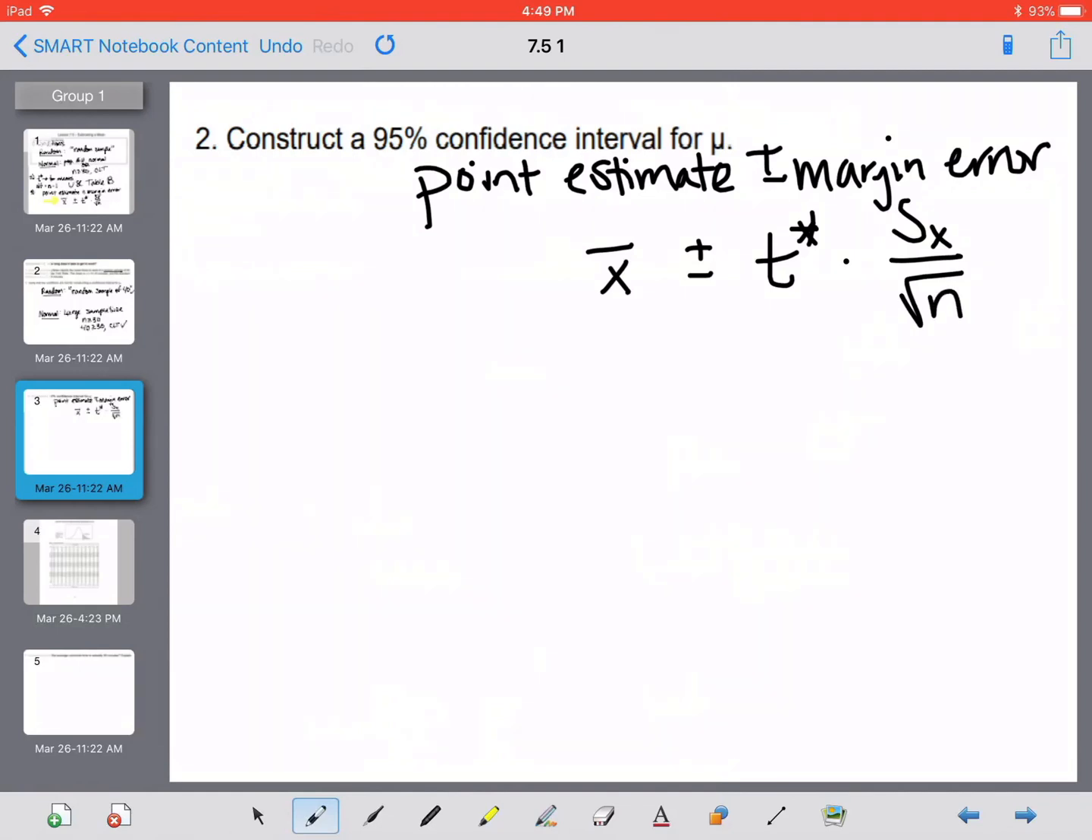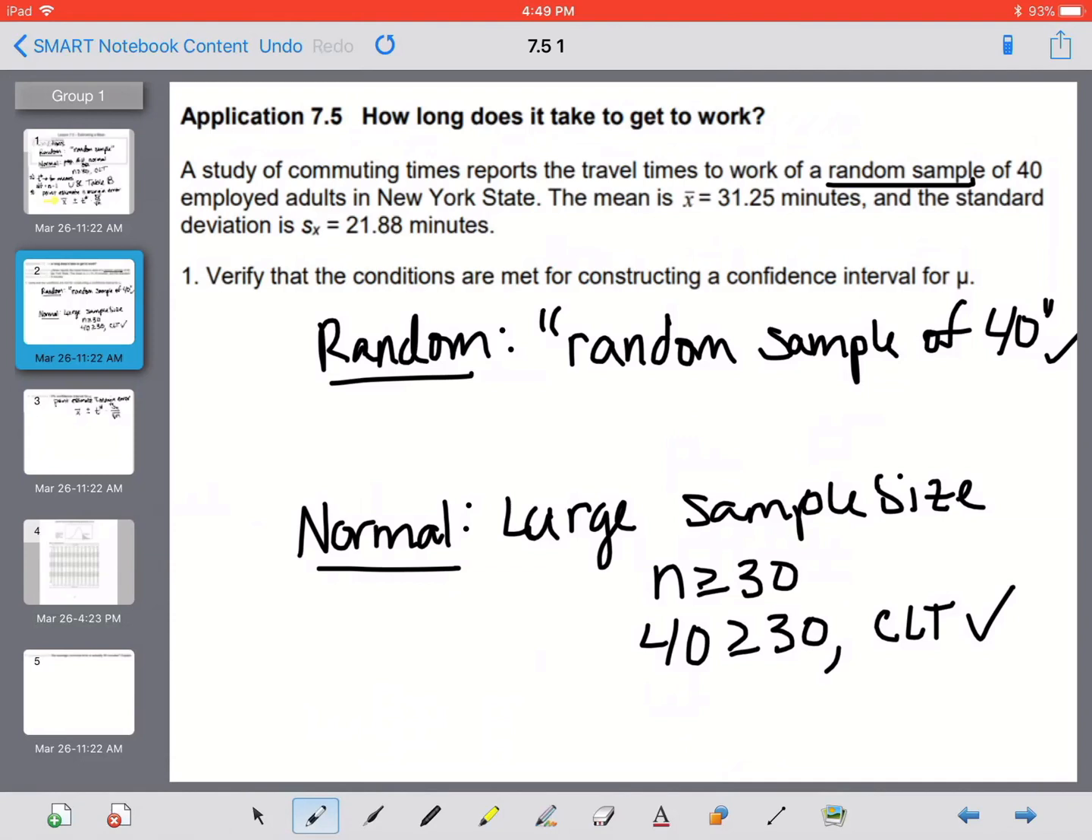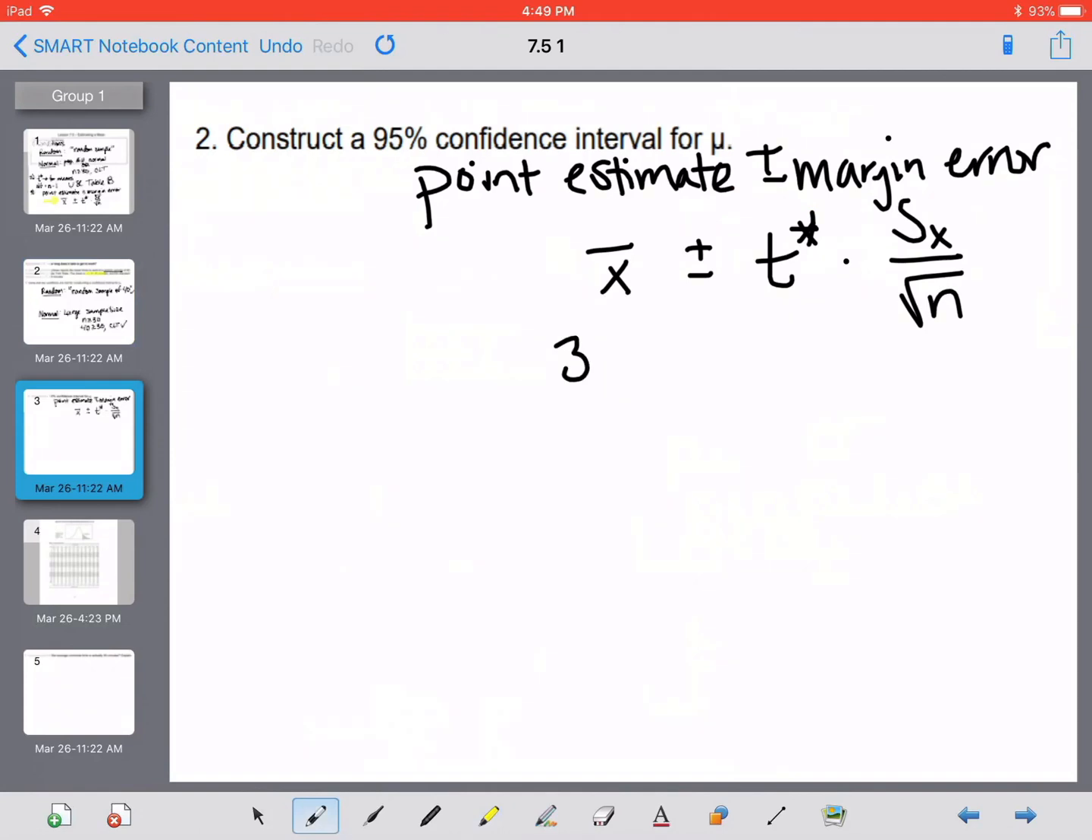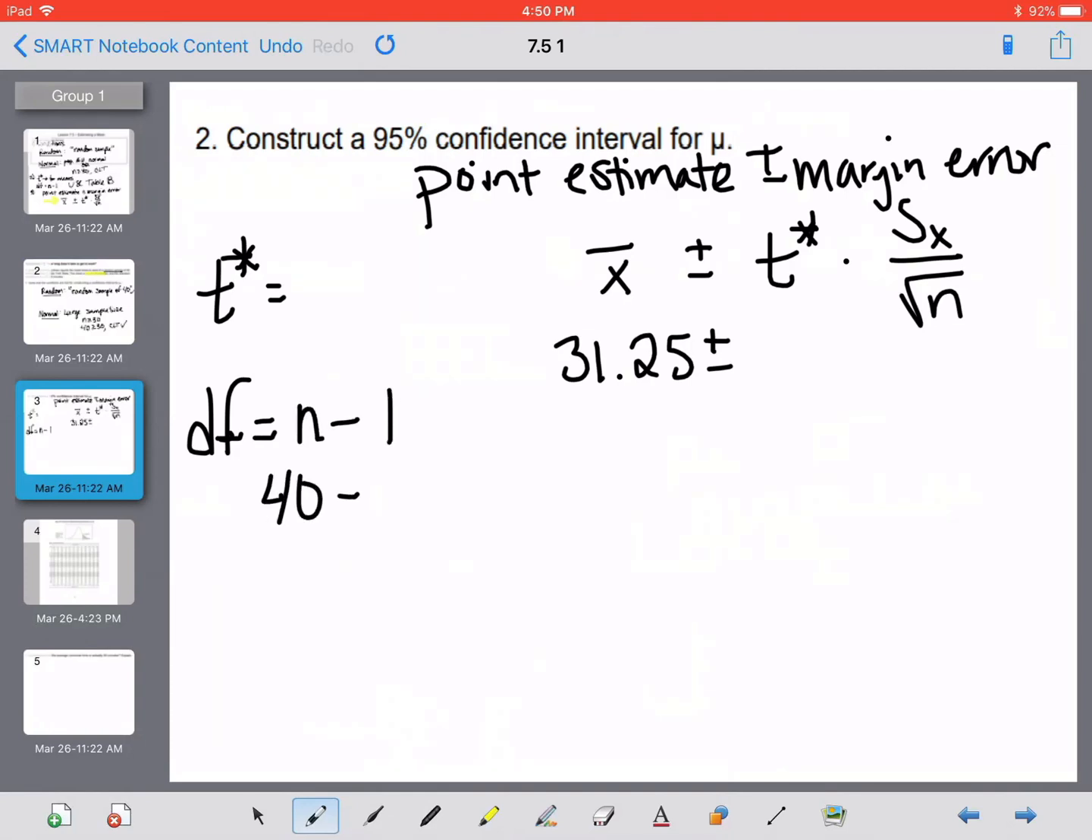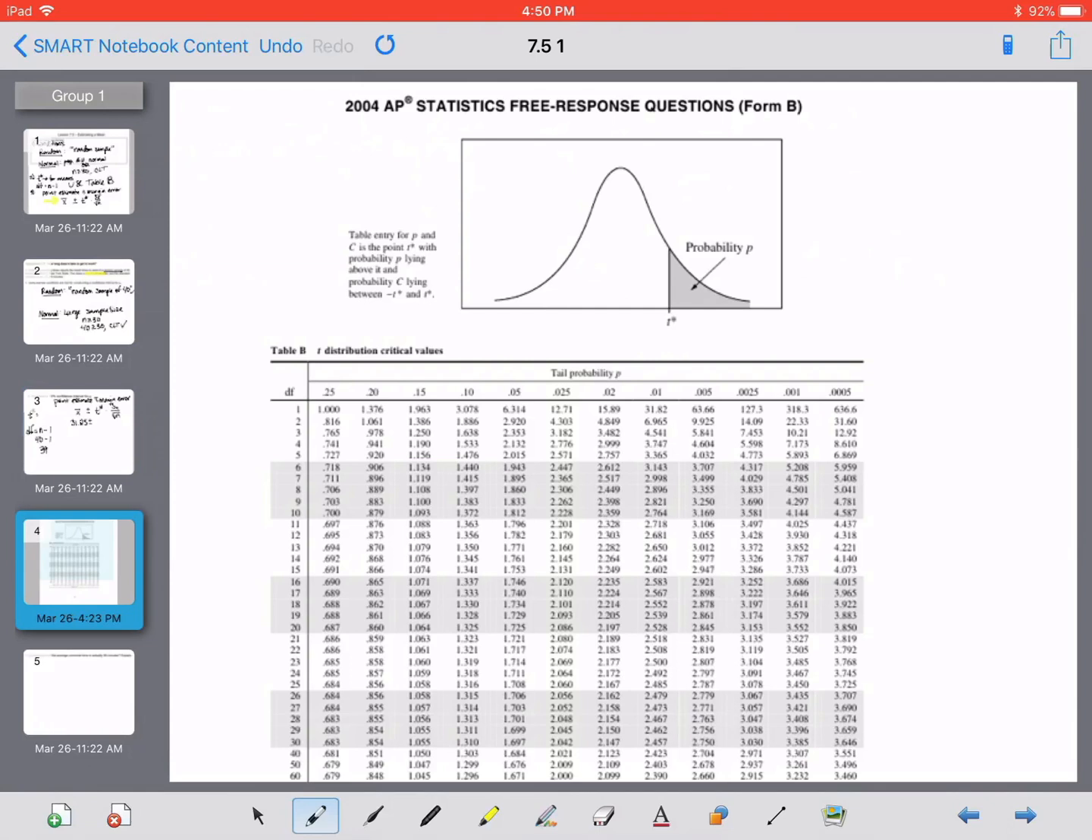So our mean in our problem, they tell us, is 31.25 minutes, so I'm going to plug that in. To get this t, we need to know our degrees of freedom. That was just n minus 1, or 40 minus 1, which is 39. To get the t, I need to use table B. This is table B right here.